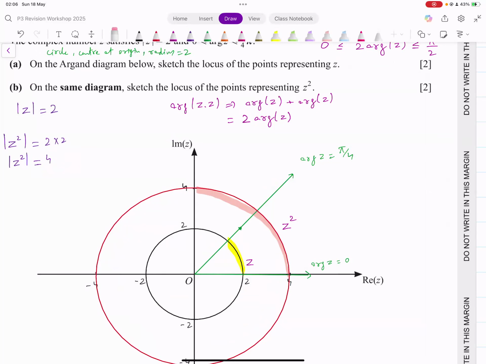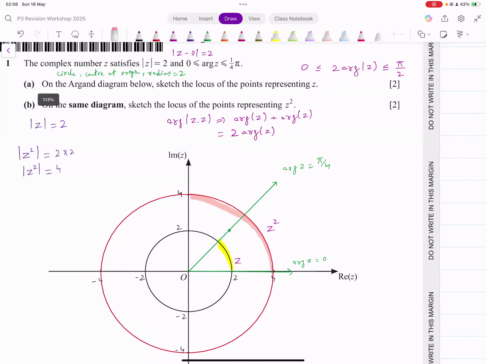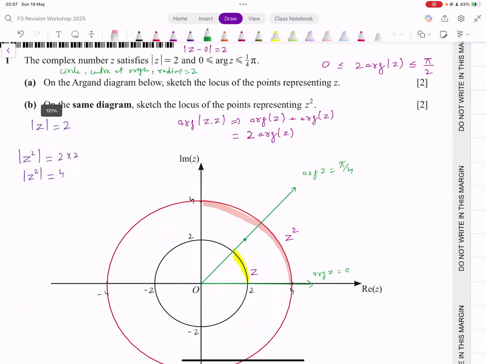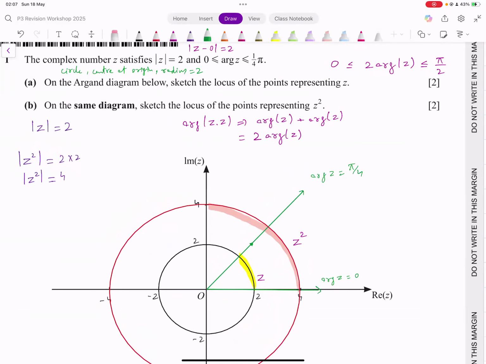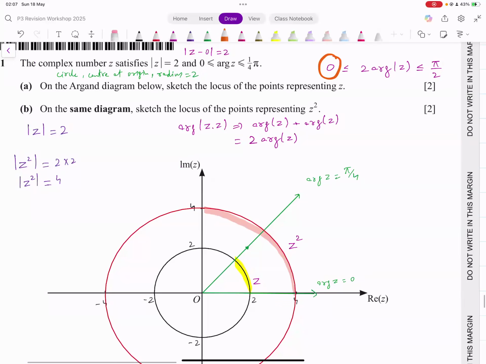On the same diagram, sketch the locus of the points representing z squared. Now, what is z squared going to be? When you square a complex number, that means it's z times z, right? Modulus will get multiplied, so that will be 2 times 2, then that's 4. What about the argument? Arguments get added. So argument of z squared is going to be 2 times argument of z. Argument of z squared therefore would be between 0, 0 into 2 is still 0, and pi over 2, because pi over 4 times 2 is pi over 2.